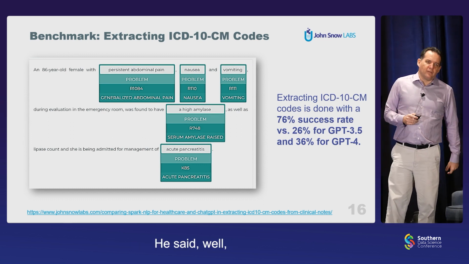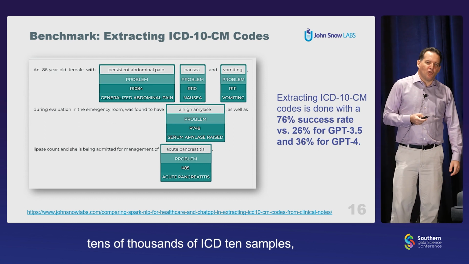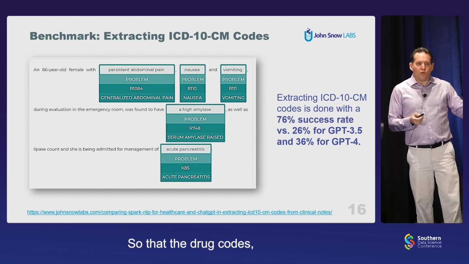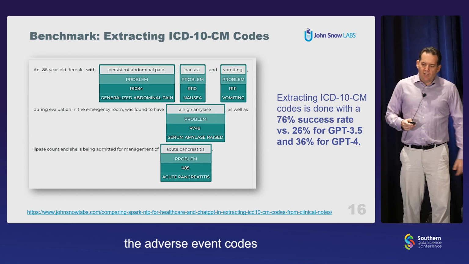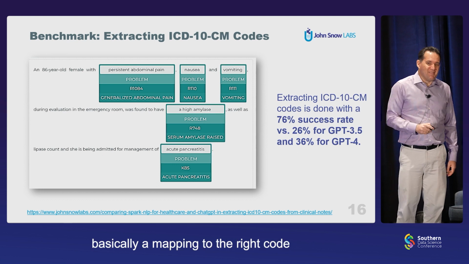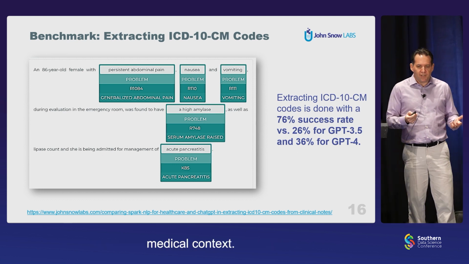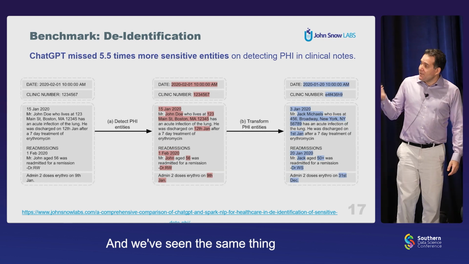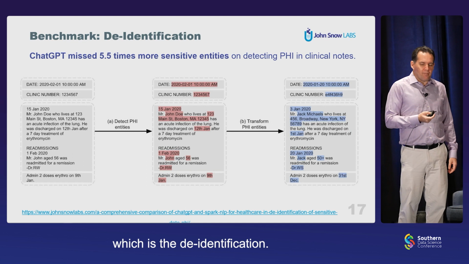There's a code for that over several, there are tens of thousands of ICD-10-CM codes, but there are drug codes, there are lab test codes, there are medical device codes, there are adverse event codes. And we see the GPT models are extremely bad at mapping to the right code based on a medical context. And we've seen the same thing around probably one of the most popular tasks today, which is de-identification.